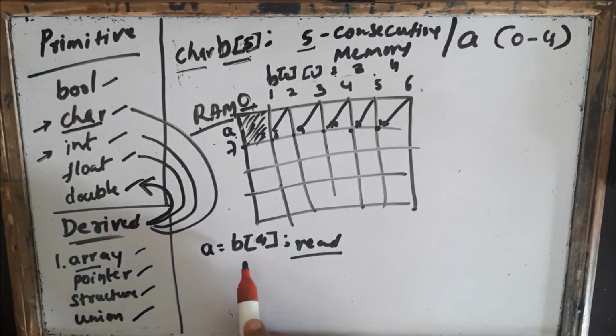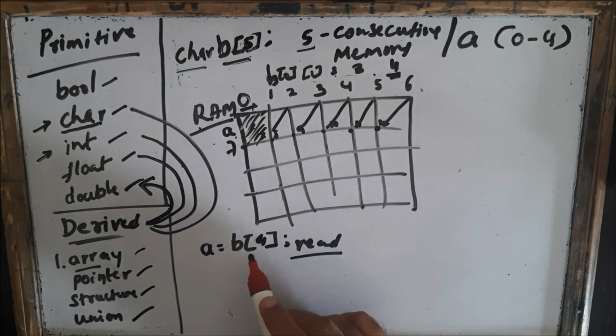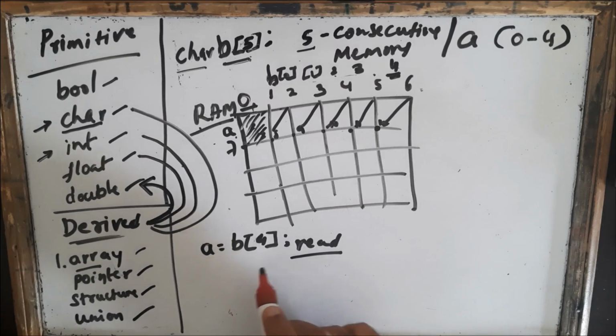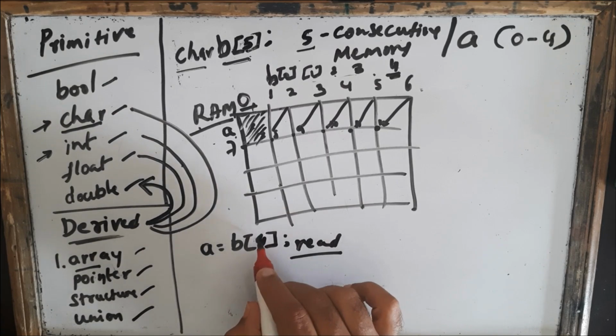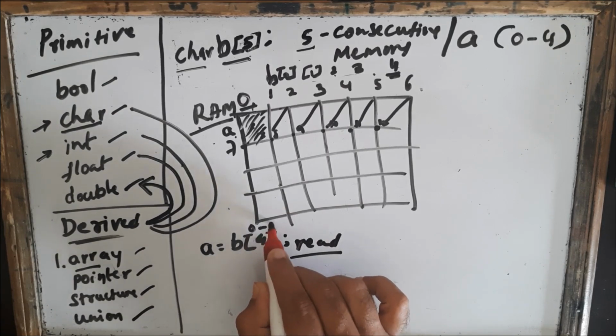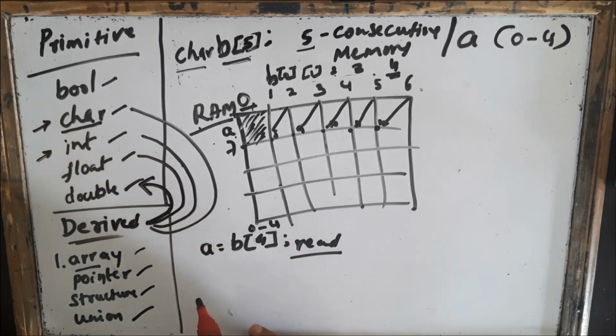Now A is equal to B of 4 means the last address can be read, the content can be read into A. This is a read operation. We can change the index here from 0 to 4, and you can read all the elements into A.